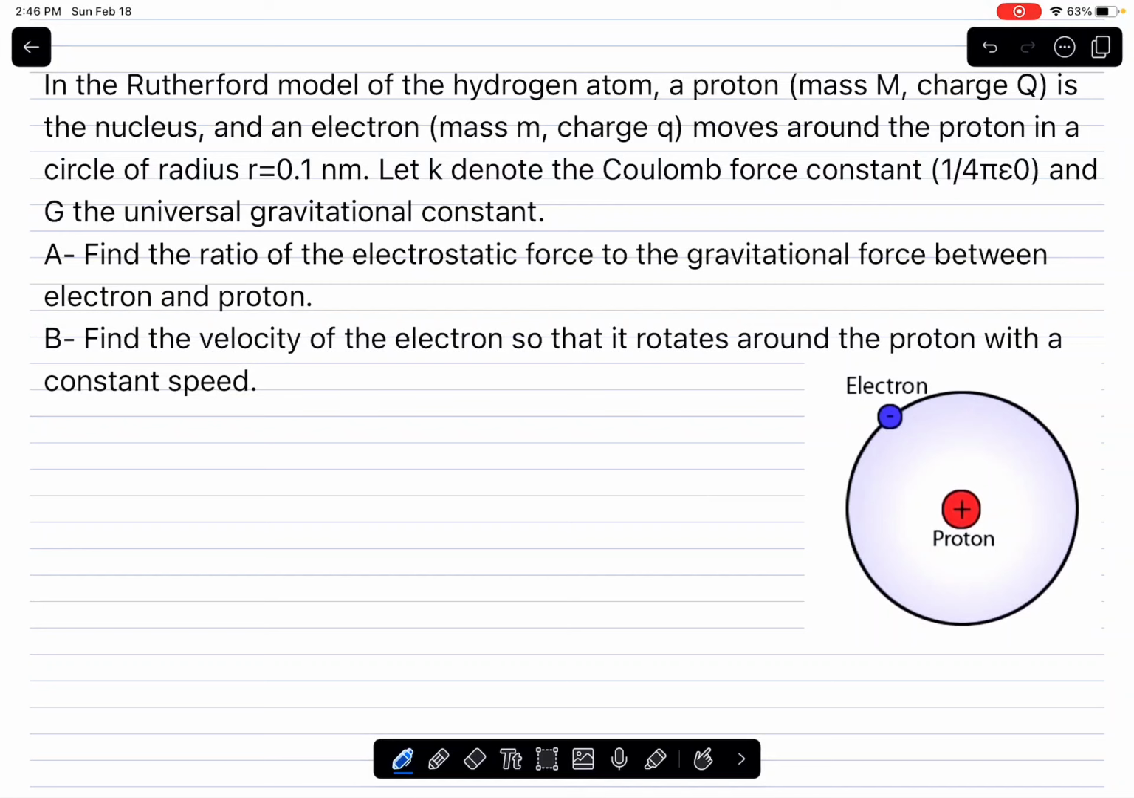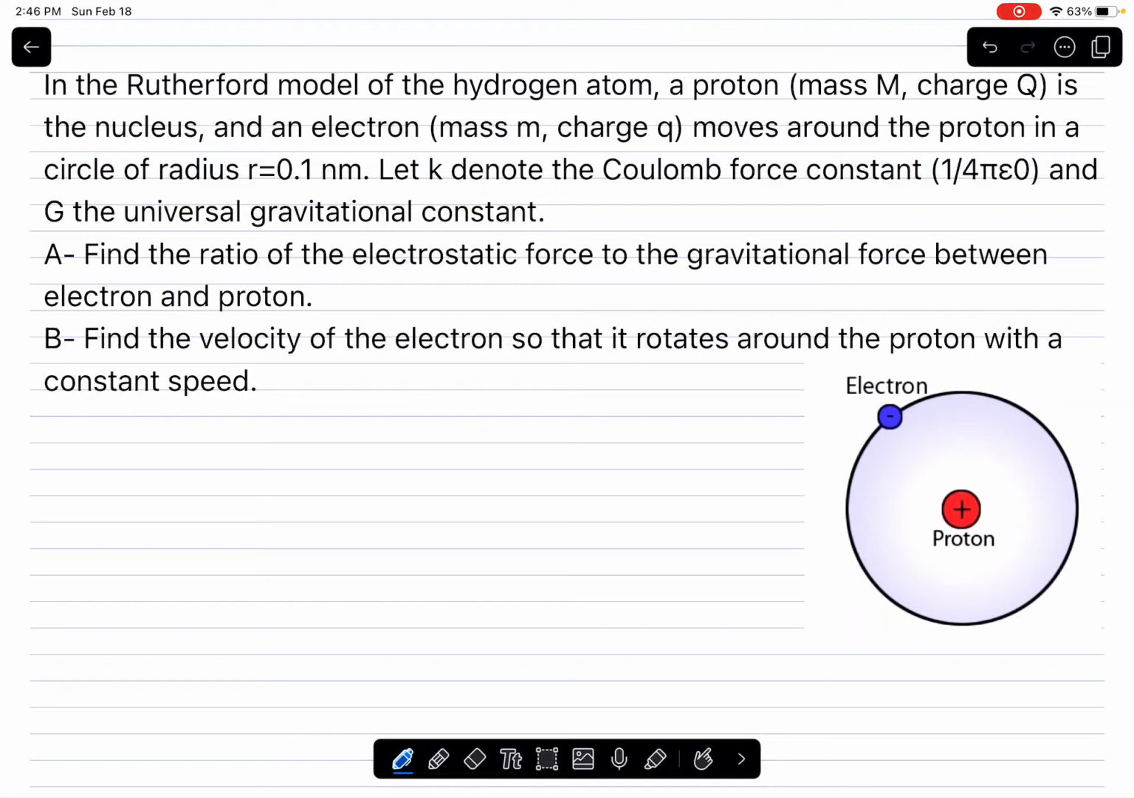So in this video, I will be studying a problem in which we are given the Rutherford model of the hydrogen atom, where we consider that we have a proton of mass capital M, charge capital Q, representing our nucleus, and an electron of mass small m, charge small q, moving around the proton in a circle of radius 0.1 nanometers.